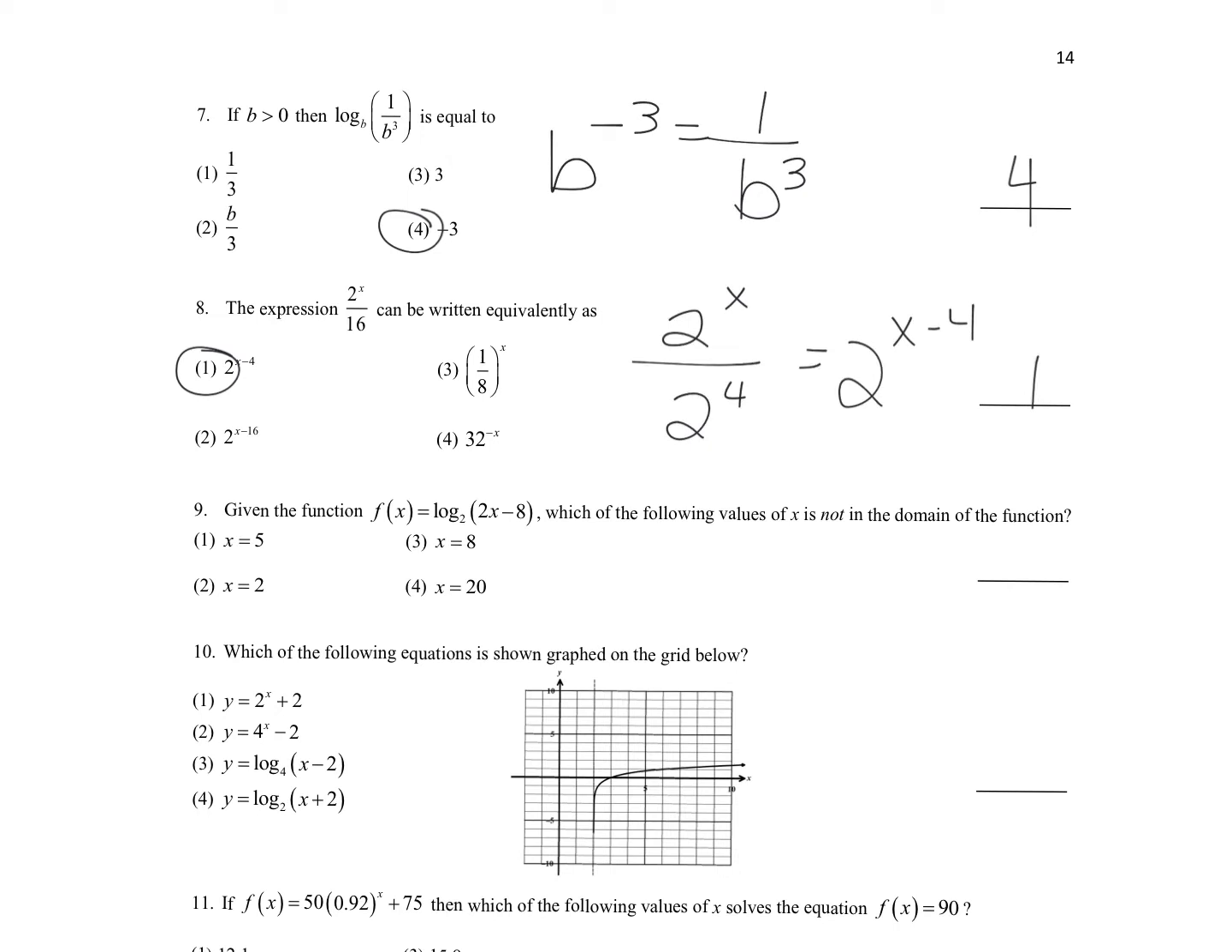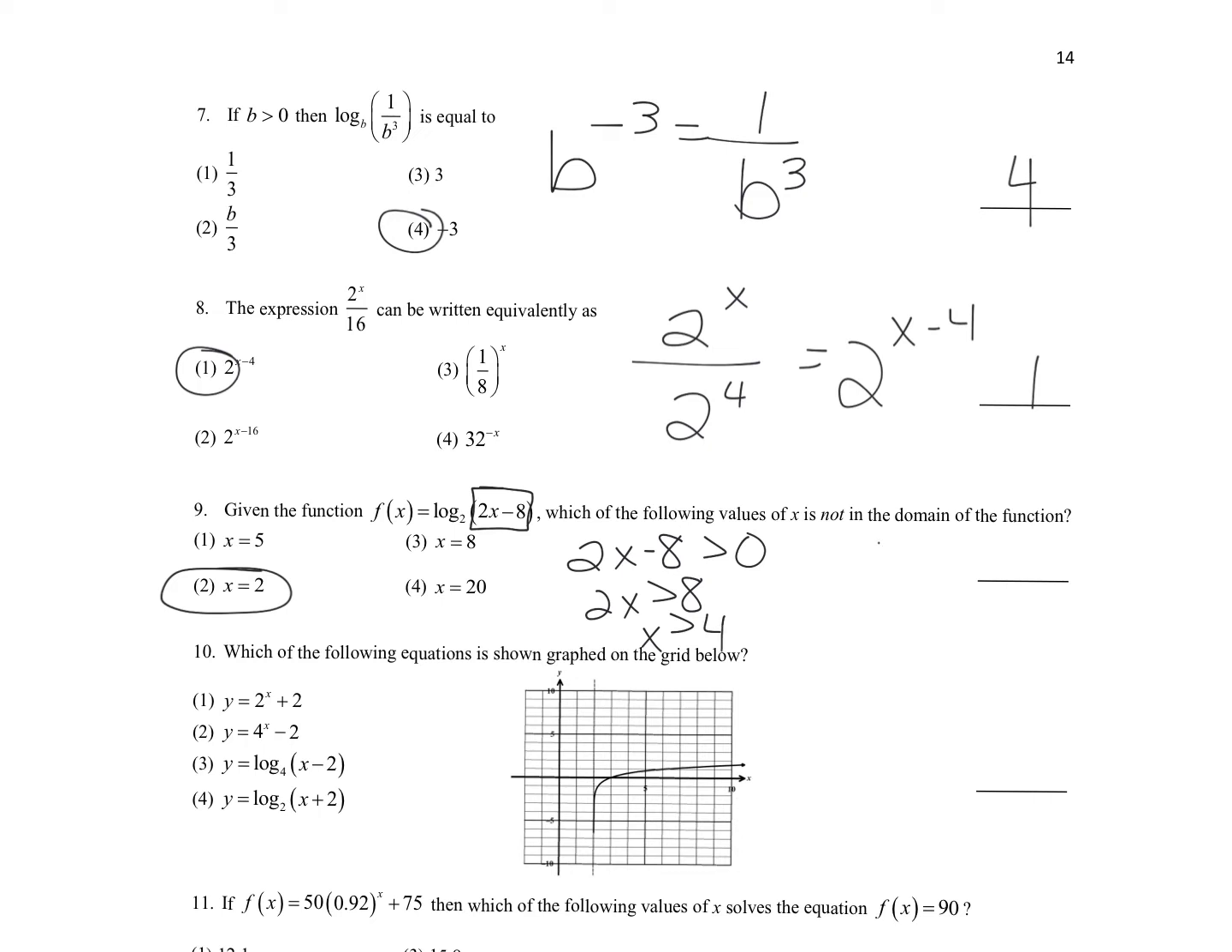The next one says, what values of x are not in the domain of the function? So I suggest graphing this one on your calculator and looking at your table to see which values don't work. If you did that, you would see that for 2, there's an error, there's no value. The reason being, we can't take logs of negatives, and we also can't take a log of 0, so 2x minus 8 has to be greater than 0. When I solve this equation, I get that x is only numbers that are greater than 4.